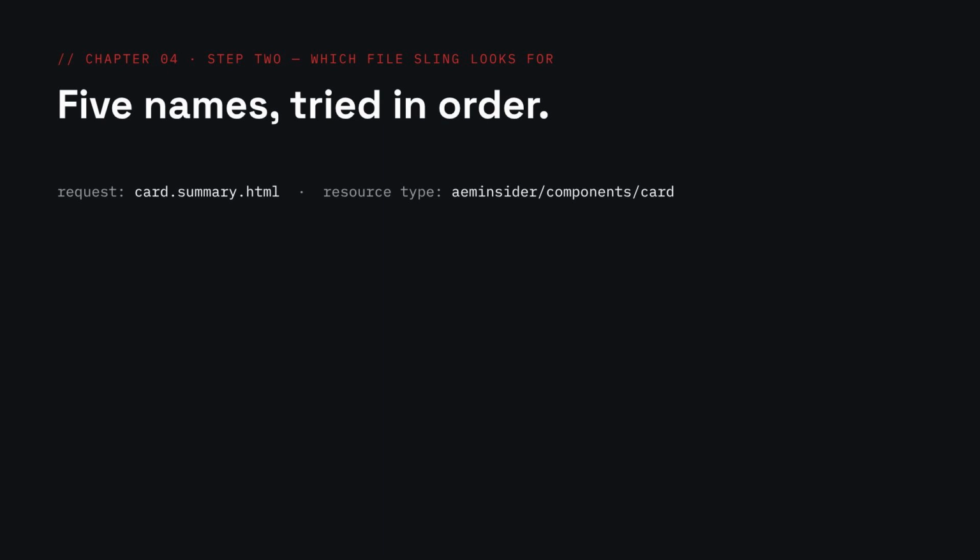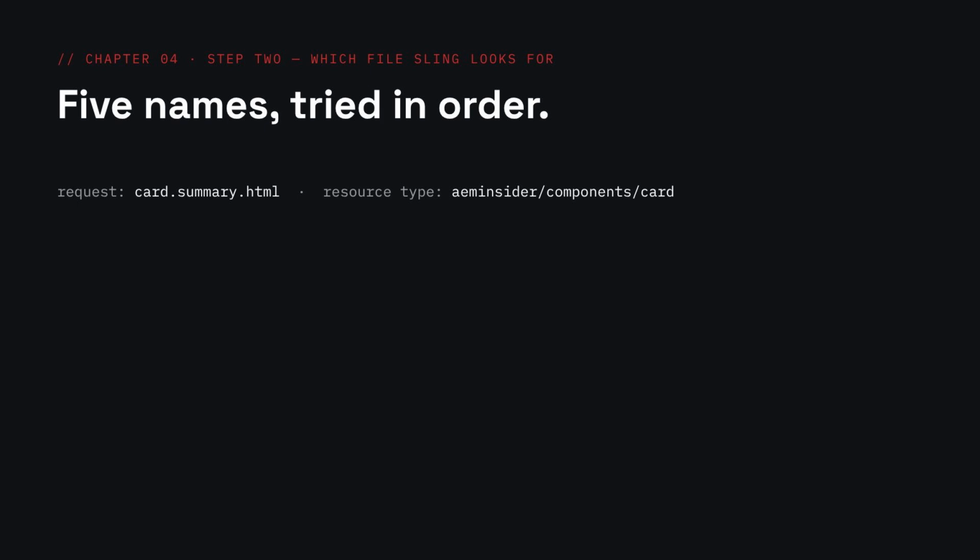Sling has the node. It reads the sling:resourceType property of the node, which leads to aem-insider/components/card, and that gives it a folder. We will call this folder the component. Notice that the resource type has no slash at the front. It is a relative path. Relative to what, I will come back to later.